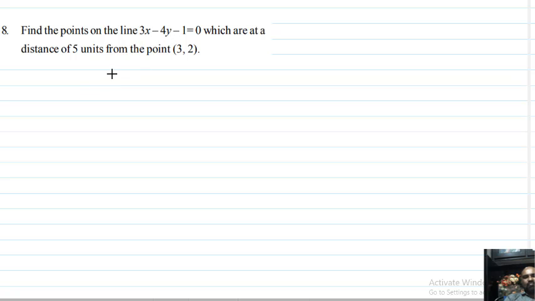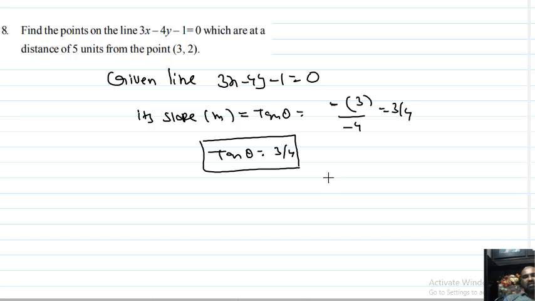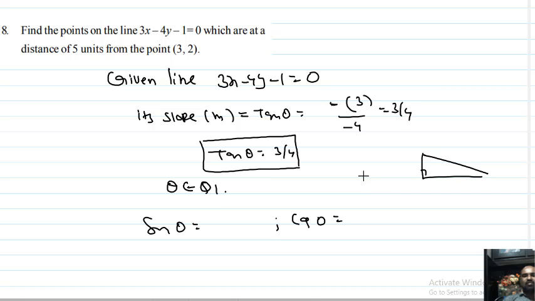Okay, I will write the given line 3x minus 4y minus 1 equal to 0. Its slope, in brackets m, tan theta, equal to minus x coefficient by y coefficient, that is equal to 3 by 4. So tan theta equal to 3 by 4. Obviously theta is either in first quadrant or in third quadrant, but you can't say third quadrant. Inclination is from 0 to 180 only. Clearly I can say theta belongs to Q1. Therefore sin theta you can find directly, cos theta also directly, both are positive, by using a small right triangle. Clearly theta is in Q1 only, 3 4 5. Sin theta is equal to 3 by 5, cos theta equal to 4 by 5.